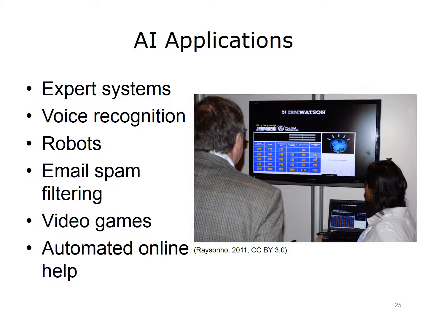Robots use AI to move, perform tasks, navigate, plan, and make decisions. Even email spam filtering uses AI for identifying and learning which email is spam. Video games use AI to program game behavior. There is even automated online help for websites that replaces a human customer service representative. The AI helps find answers to users' questions through a conversation.